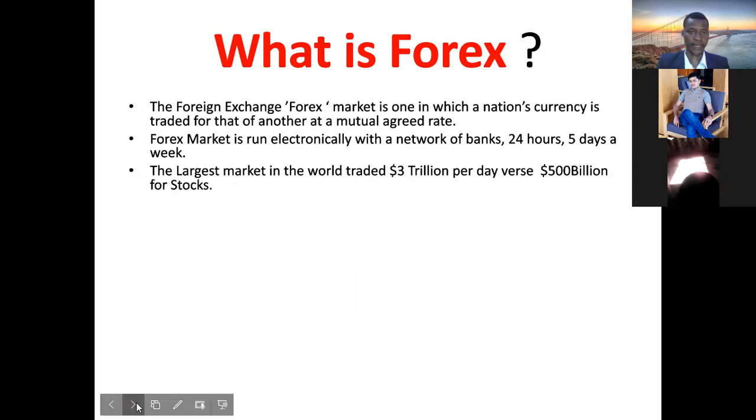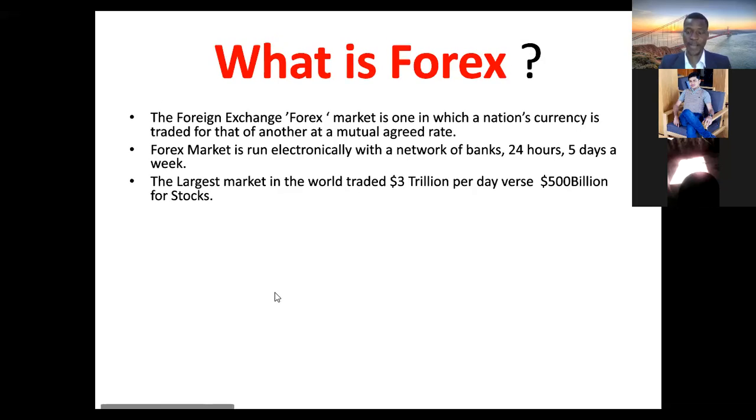Then we'll be looking at what the characteristics of it are. It's the largest market in the world, traded with more than $3 trillion per day. If you compare that to stocks, which is 500 billion, you can see that Forex is bigger. Now it's currently around 6 point something trillion per day. This is a market that trades $6.5 trillion per day. This was not updated.